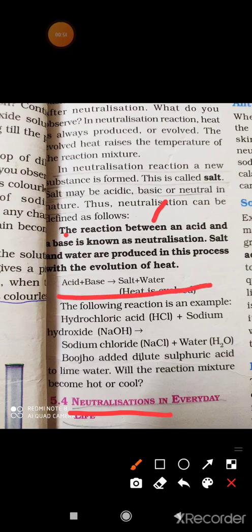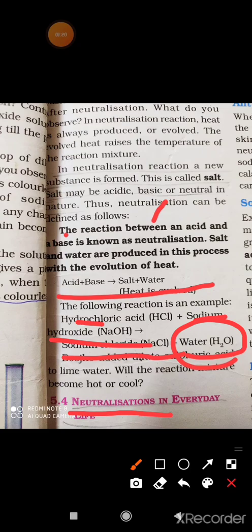So the example is: acid plus base gives salt plus water, and heat is evolved. The most common example is common salt, which is the result of hydrochloric acid and NaOH, sodium hydroxide, giving NaCl, sodium chloride, also known as common salt. Water is produced as the byproduct, and heat will evolve.